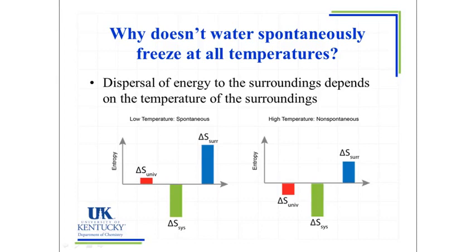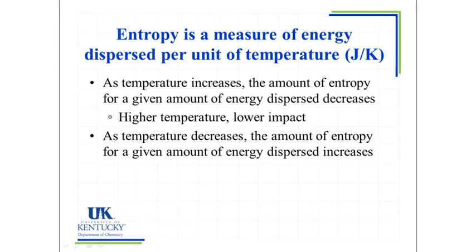So what we have to look at is, where is the energy going? We're dispersing energy, and so we have to look at the temperature of the surroundings to see which one is going to favor the spontaneous process. For both of these, we see that the delta S of the system is the same, but the delta S of the surroundings is different, and therefore the delta S of the universe ends up being different. It's the delta S of the surroundings that depends on the temperature, because that's going to determine how that energy is dispersed.